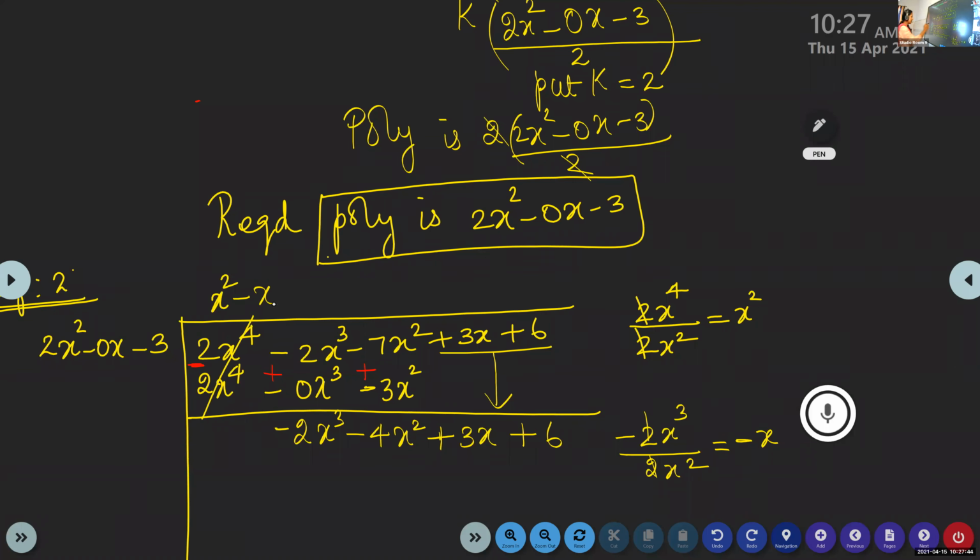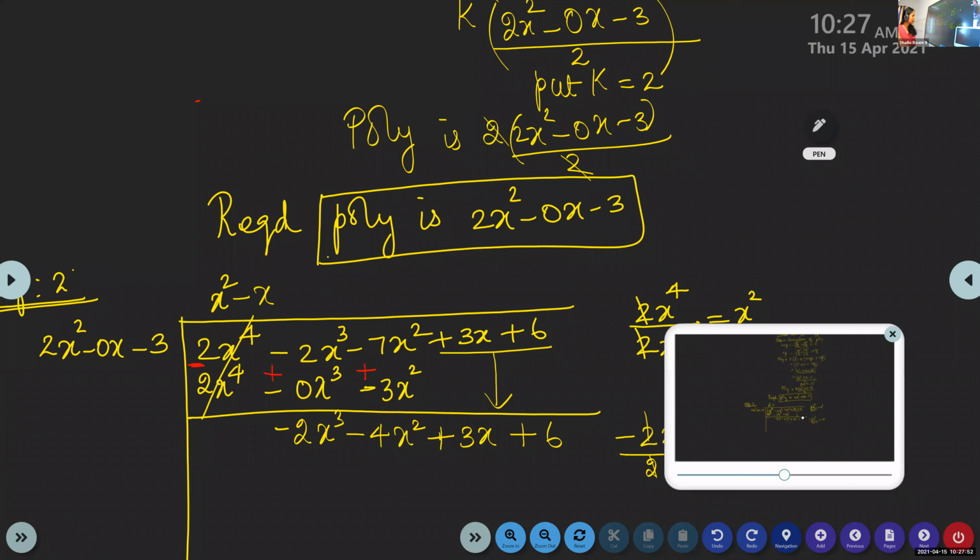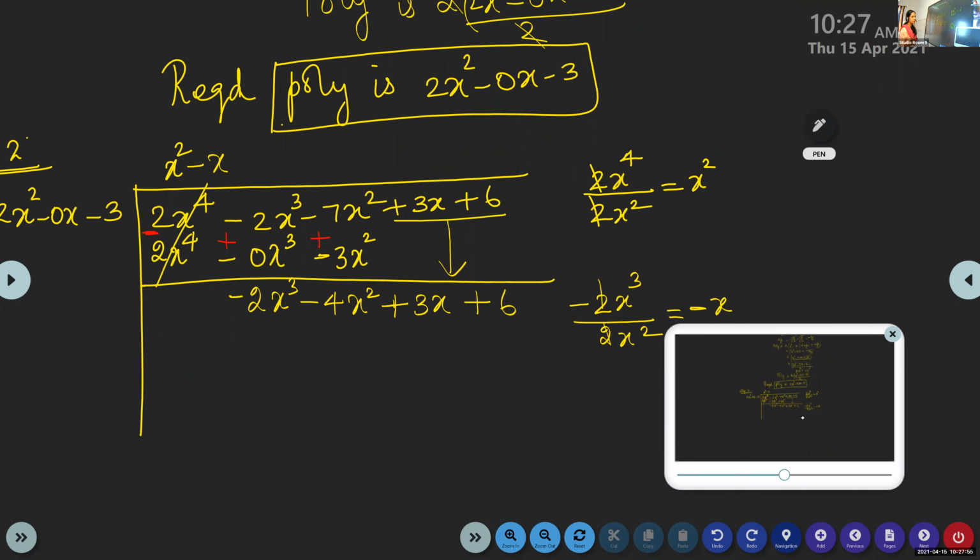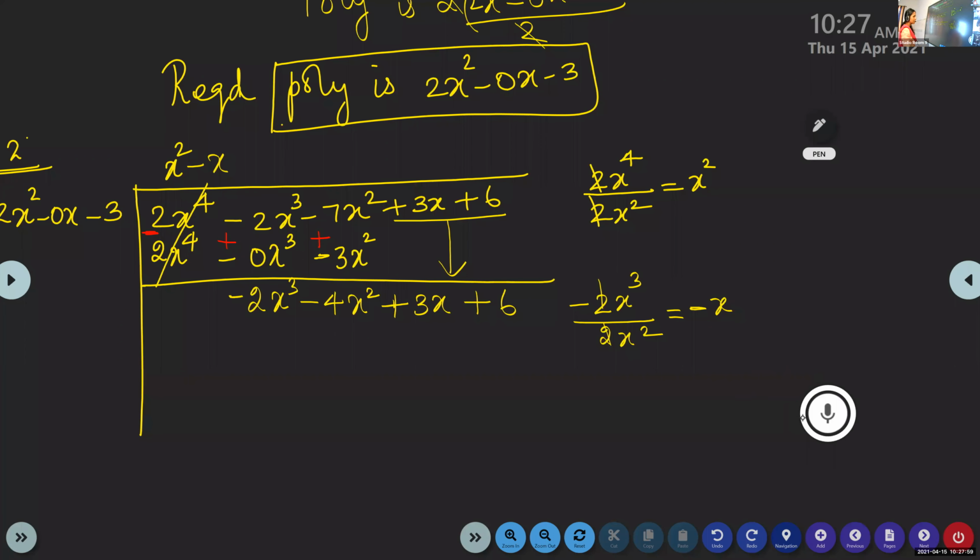Now with this minus x, multiply the divisor and write. When you multiply the divisor, what will you get? Ashik, can you give the answer? Yes, ma'am. Negative x cube, negative 2.